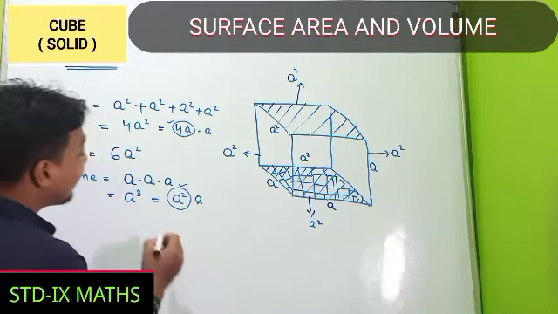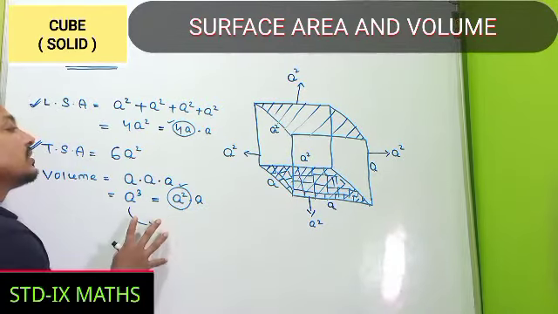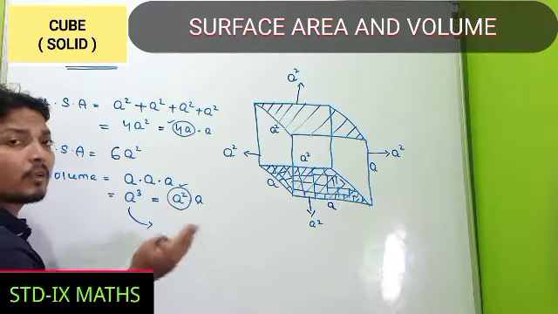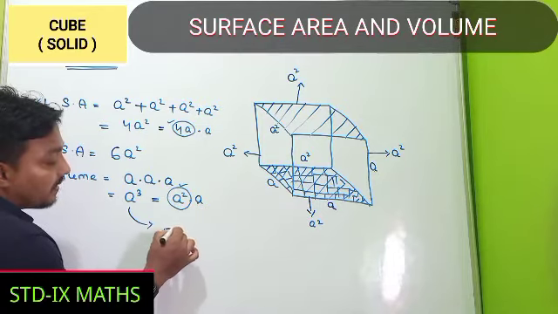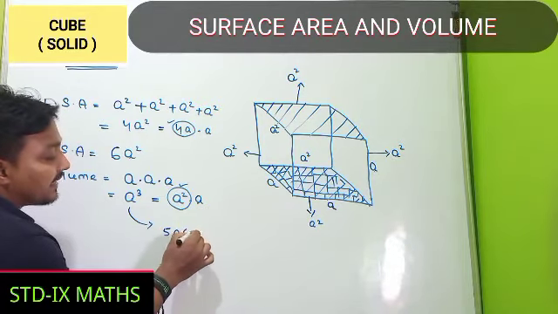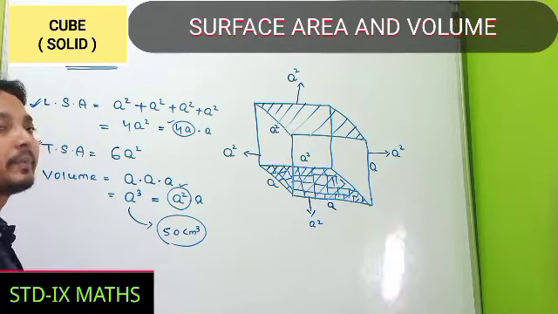To find the weight, always take the help of the volume. By using this formula, one can easily find the volume. Suppose by doing the calculation you get the volume equal to 50 centimeter cube.